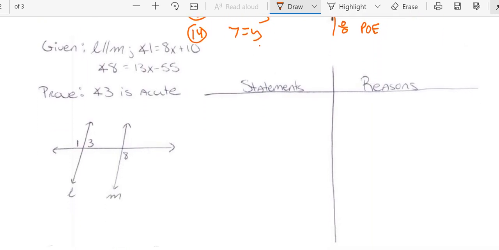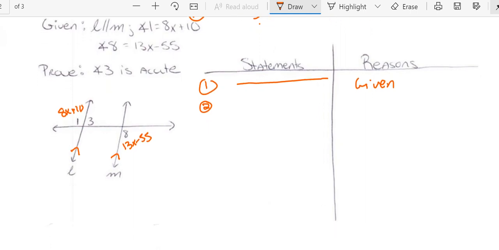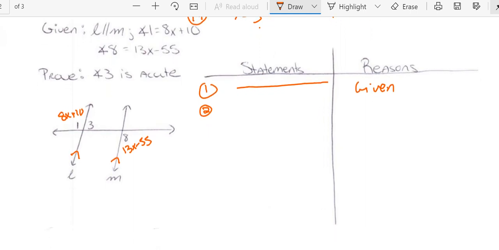For this one, angles 1 and 8. So this is 8x plus 10, and this is 13x minus 55. So we start with the given. Again, if these lines are not parallel, these relationships don't exist between the angles, so that's important. So now we know all of those AEAs, AIAs, all that stuff works.